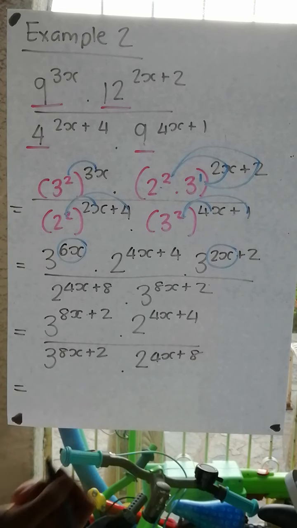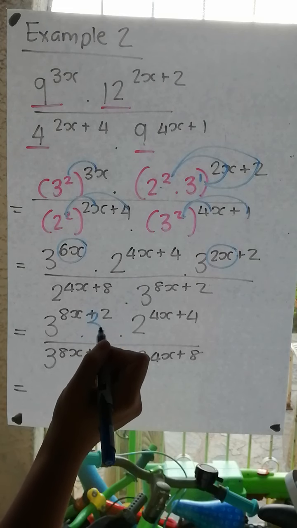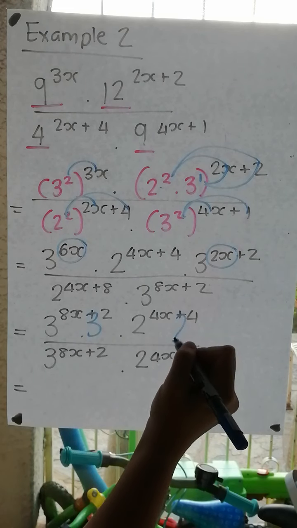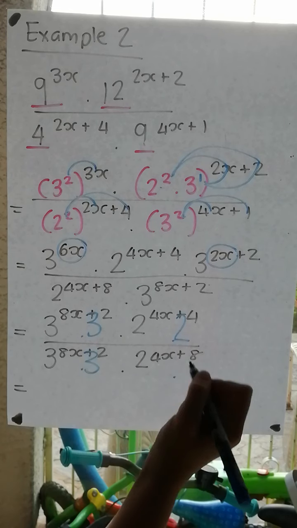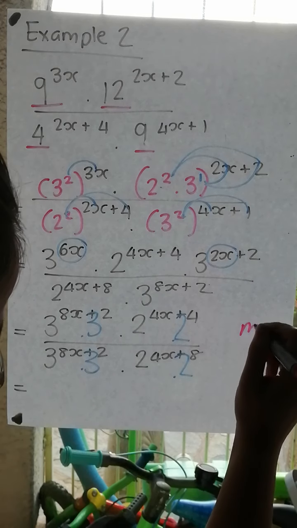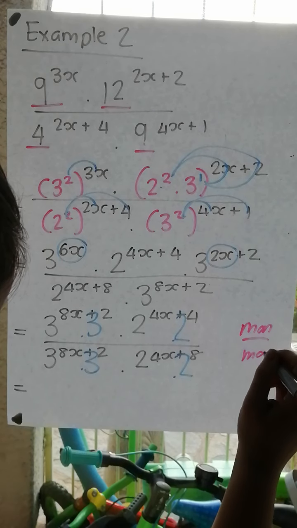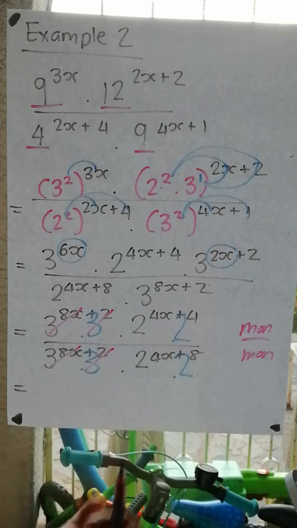Okay, so let's look. Remember, this can be written as 3 to the power of 2 times 2 to the power of 4 times 3 to the power of 2 times 2 to the power of 8. Monomial over monomial, so that means I can cancel things that look exactly the same. So I can cancel the 3 to the power of 8x, I can cancel the 3 to the power of 2, I can cancel the 2 to the power of 4x.